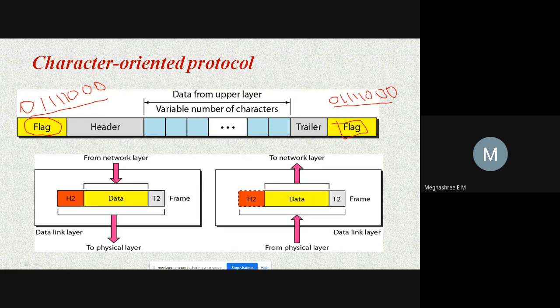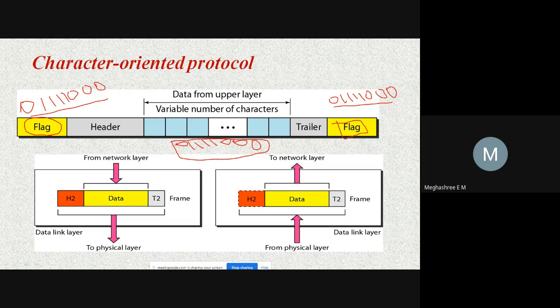Now the problem with this method is that whatever bits are present in the flag, if they repeat in the data, somewhere here, if the data is the same as the flag that is considered for this frame, if this is the bit stream present in the data, then the receiver will think, oh, the second time I'm encountering this bit pattern, so this is the end of the frame.